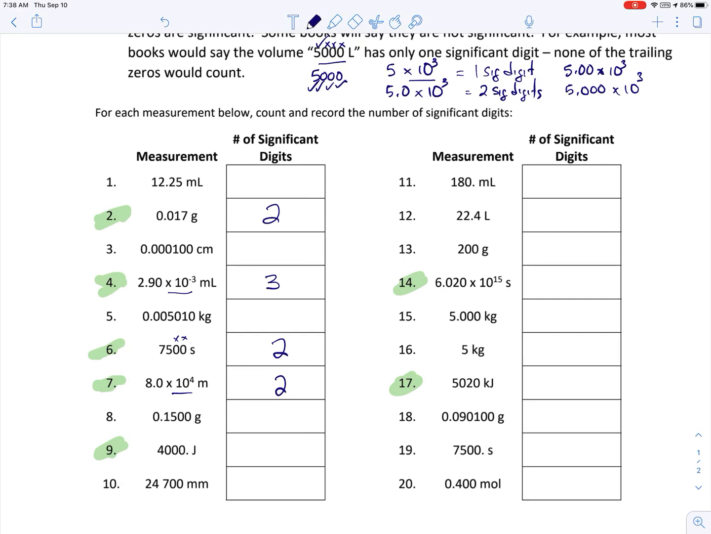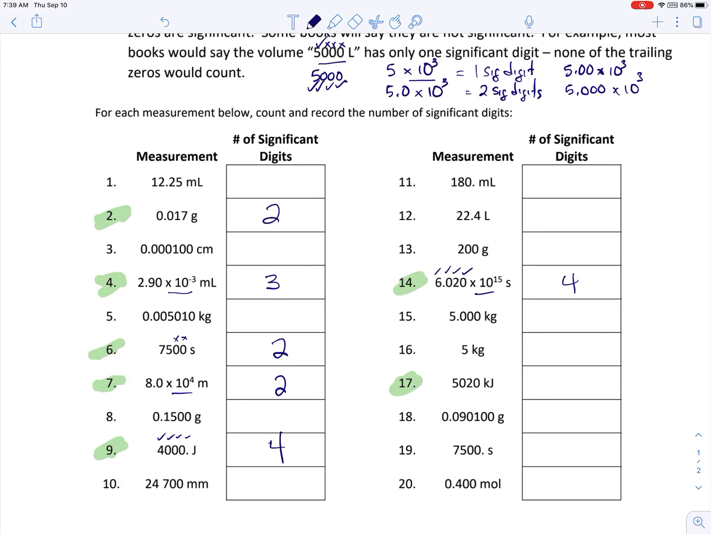4,000, number 9, there's a decimal showing. So that means all of those zeros count, using that rule we talked about. The 4 also counts, so that has four significant digits. And number 14, the times 10 to the 15, scientific notation does not count. 6.020, the 6 counts, the 2 counts, the 0 in between those counts, and the 0 at the end, because the decimal is showing, it also counts. So that has four significant digits.